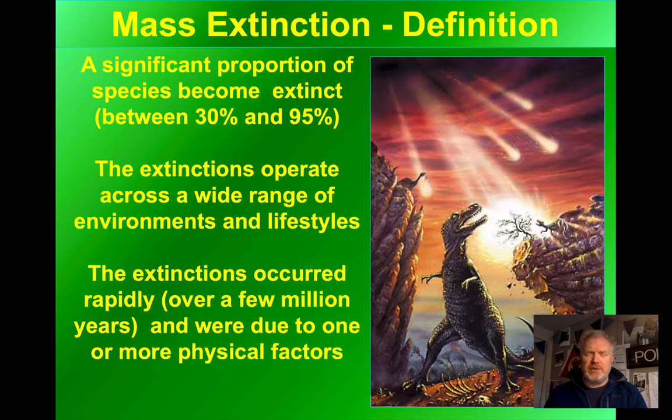Numbers there between 30% and 95% of species becoming extinct. These species need to become extinct in different environments. So marine and terrestrial organisms becoming extinct at the same time. And finally, they have to occur rapidly, just a few million years. Now, for these things to happen, generally, there's got to be more than one physical factor affecting this, more than one cause for an event on this scale.